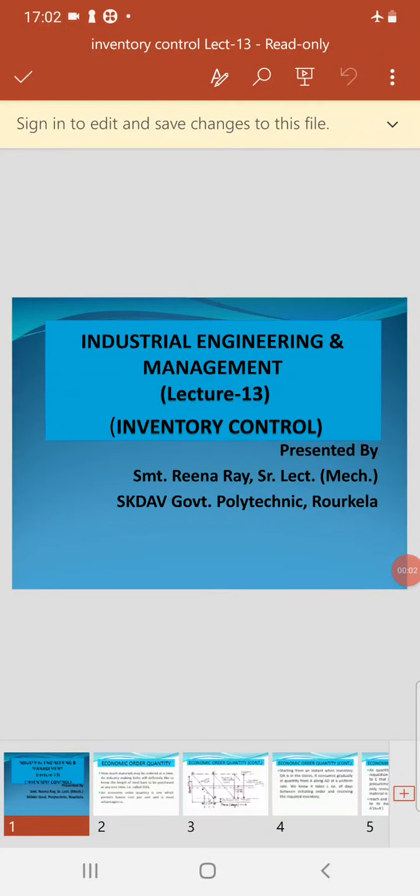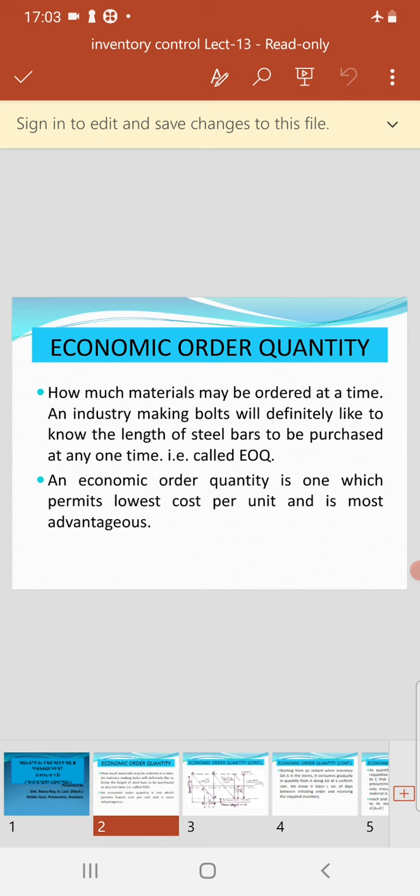So in this video we will calculate the economic order quantity to place the order at reorder level. So what is economic order quantity? How much material may be ordered at a time?